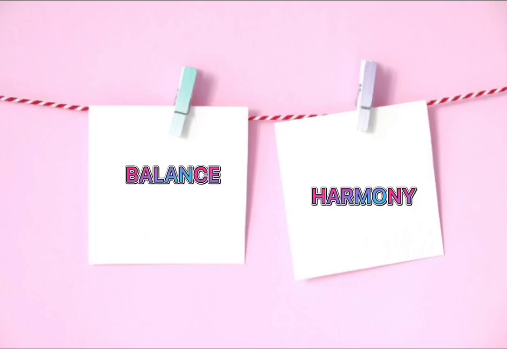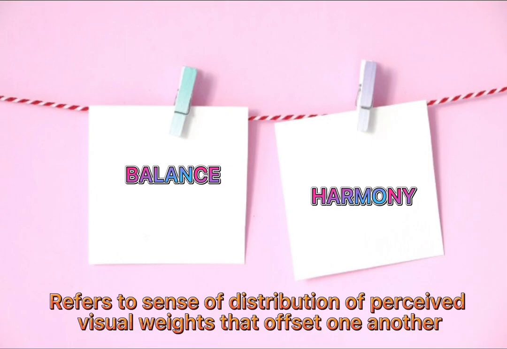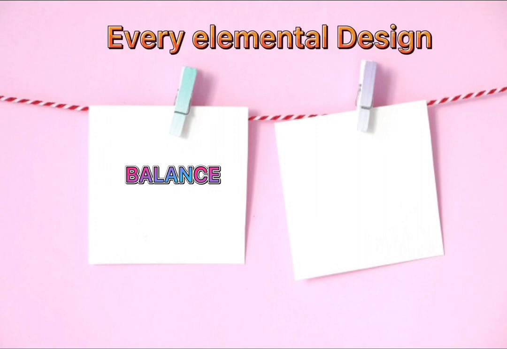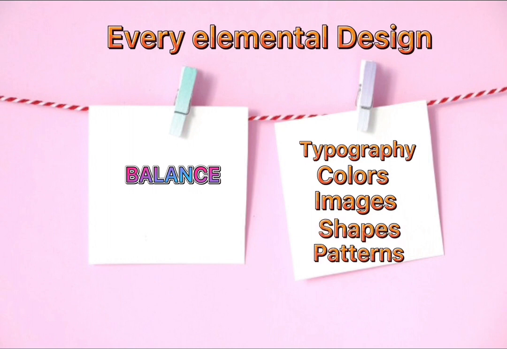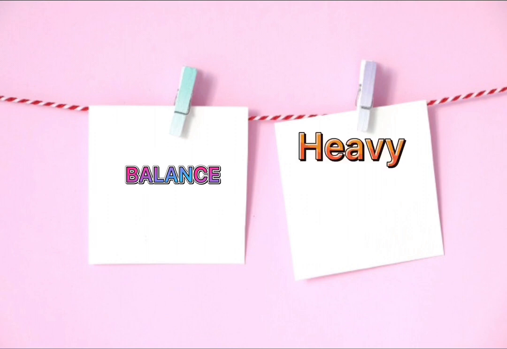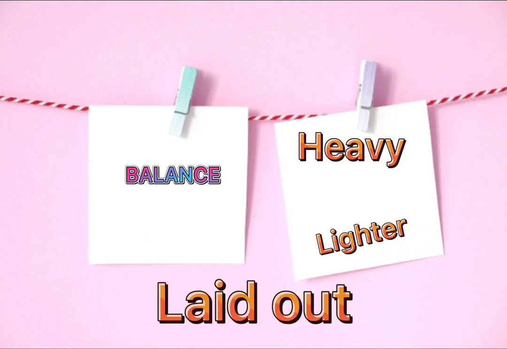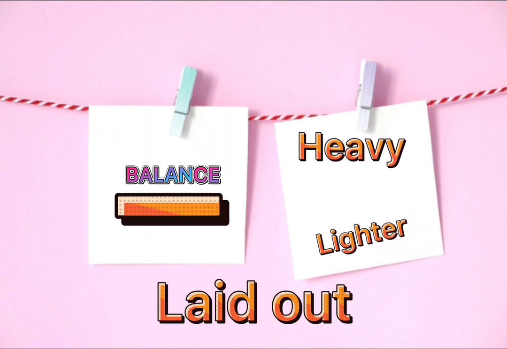Balance and harmony. This refers to the sense of distribution of perceived visual weights that offset one another. Balance: every element of a design, typography, colors, images, shapes, patterns, and more, carries a visual weight. Some elements are heavy and draw the eye, while other elements are lighter. The way these elements are laid out on a page should create a feeling of balance.